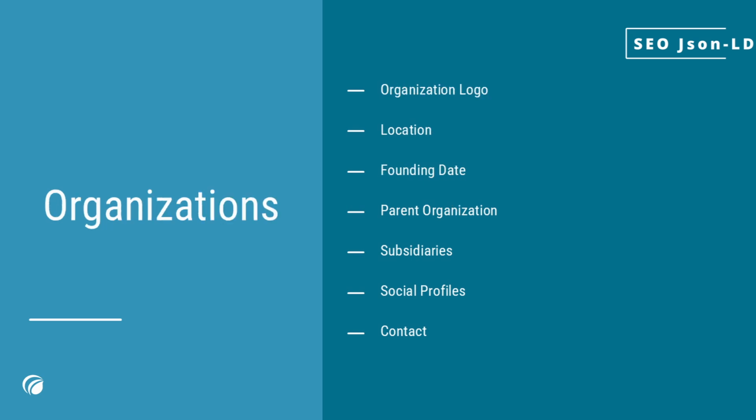Organizations work in a similar way to persons, but they represent companies, non-profits, schools, banks, sport teams, etc. You can specify the organization's logo, founding date, location, parent organization, subsidiaries, social profiles, contact points for customer service, and even things like numbers for business verification. This is critical for local SEO because organization markup often includes postal address and geo-coordinates, which feed into local search results and map listings. You can already feel it, right? The sky is the limit.